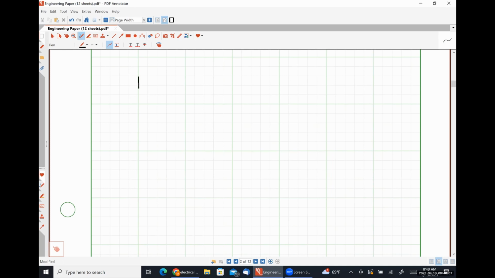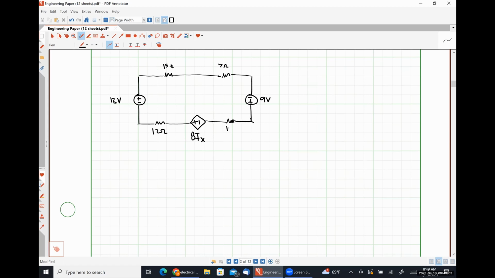All right, so this is a circuit that I put on a test in this class last year. So we have a 13-volt source, a 15-ohm resistor, a 7-ohm resistor, a 9-volt source, a 12-ohm resistor, IX, and a 13-ohm resistor like so.